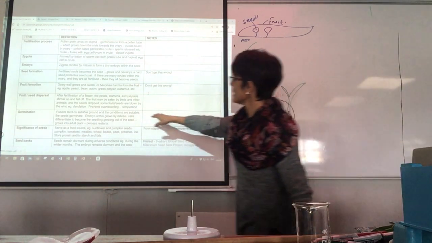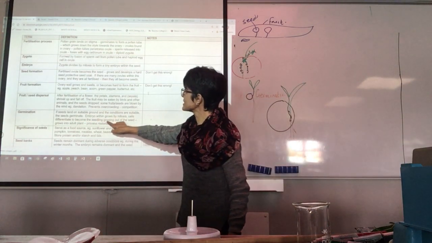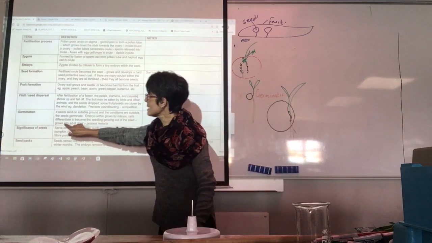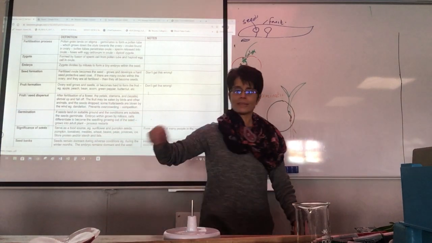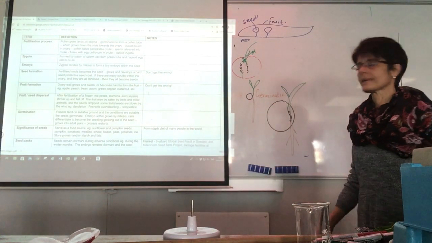All right, so I've said that here. The cells differentiate to become the seedling, growing out of the seed. That grows into the adult plant, and then you get flower formation and all of that again.